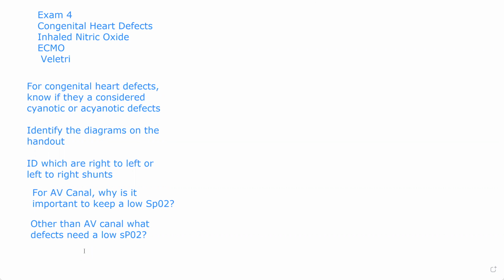So some of the defects that we talked about was tetralogy. No, not tetralogy of Fallot. Hypoplastic left heart syndrome, where we want to keep pulmonary vasoconstriction going and that'll force the blood through the ductus arteriosus into the aorta. So with hypoplastic left heart, there isn't much blood coming out of the ventricle because the left ventricle didn't develop. So how do we get blood to flow to the aorta?